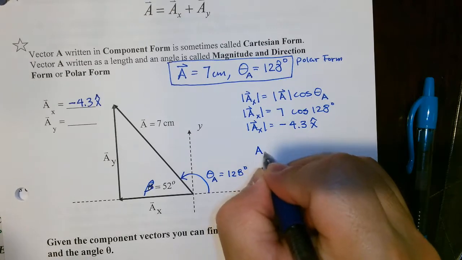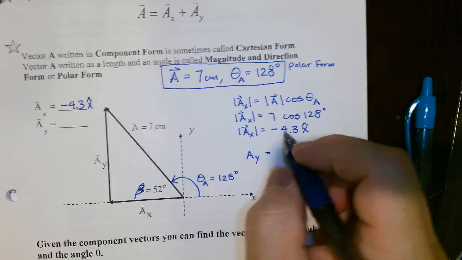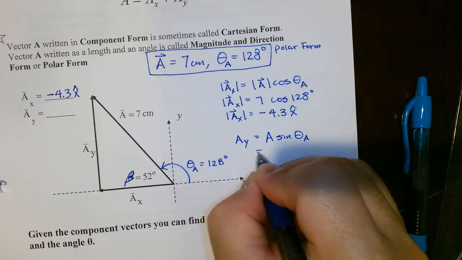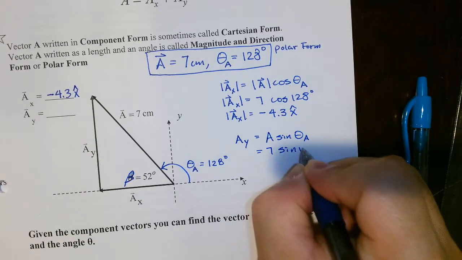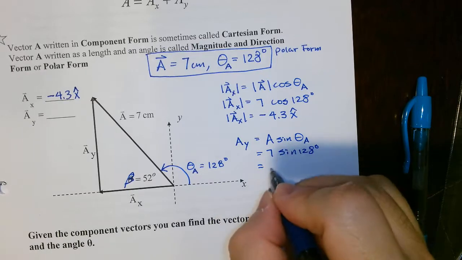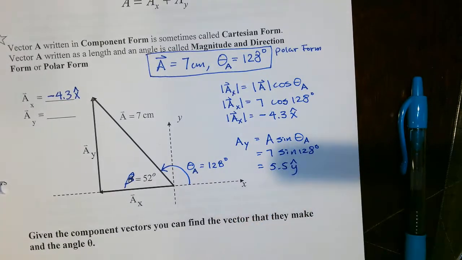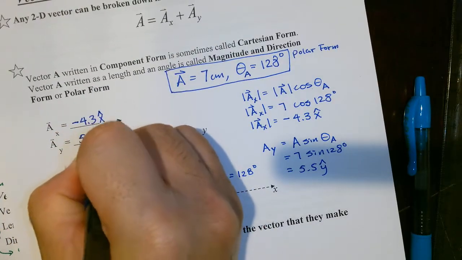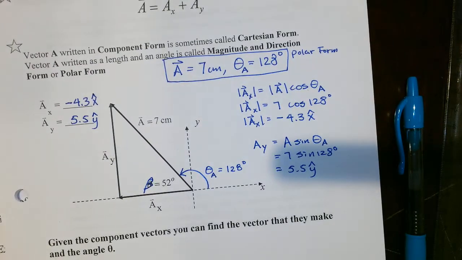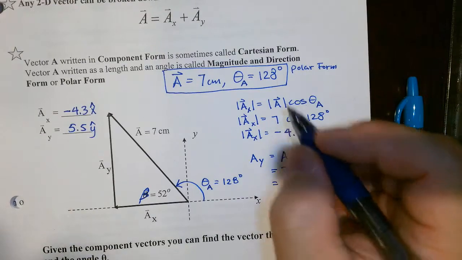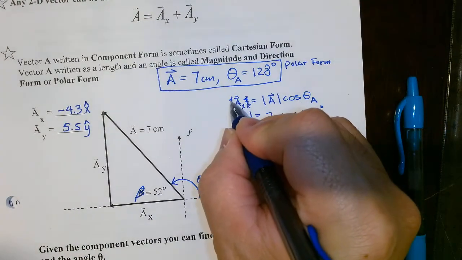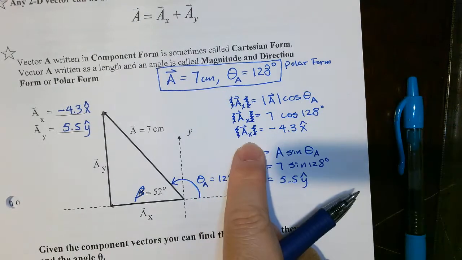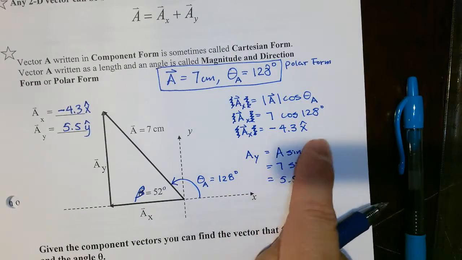AY can also be calculated using A sine of theta A. So AY is 7 times sine of 128, and you should get a positive value of 5.5 y hat. So AY should be 5.5 y hat. Well, maybe I should not have put the absolute value signs here. Sorry, because this is the actual vector, not a magnitude, because I do have a negative x hat here.